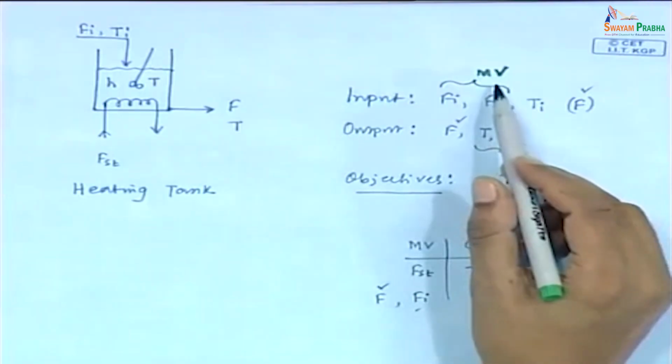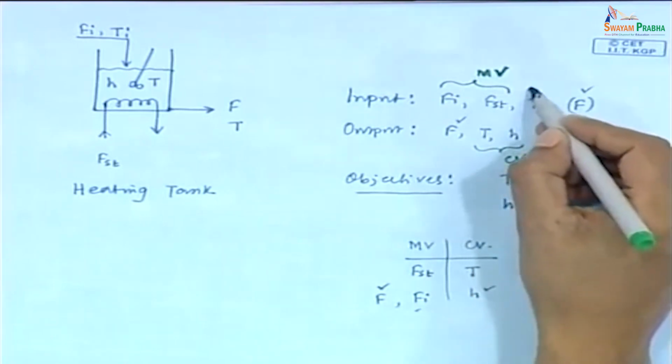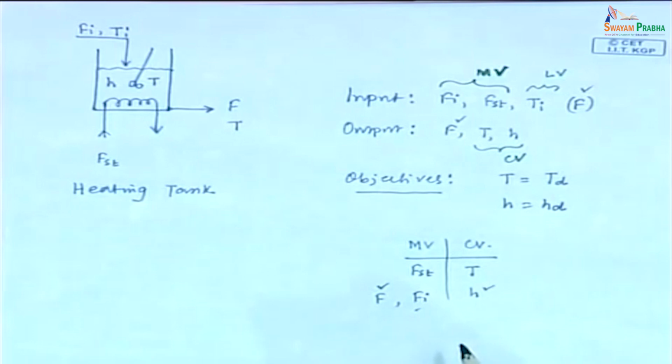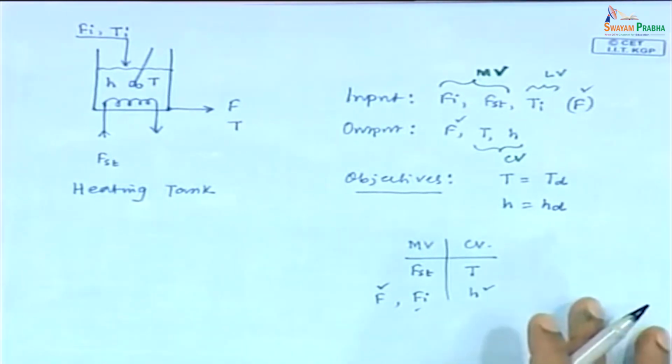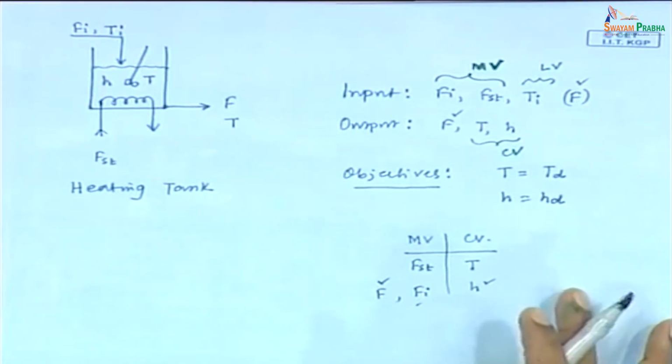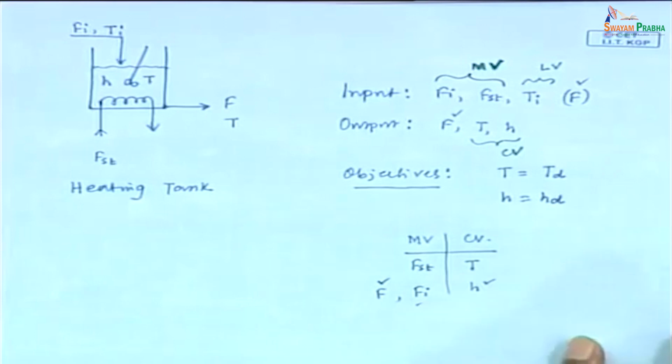Input variables are of two types, one is manipulated variable, another one is load variable. Fi and Fst are manipulated variables. So, the rest is Ti, so this is the load variable. Fine. So, these are all about the different variables.